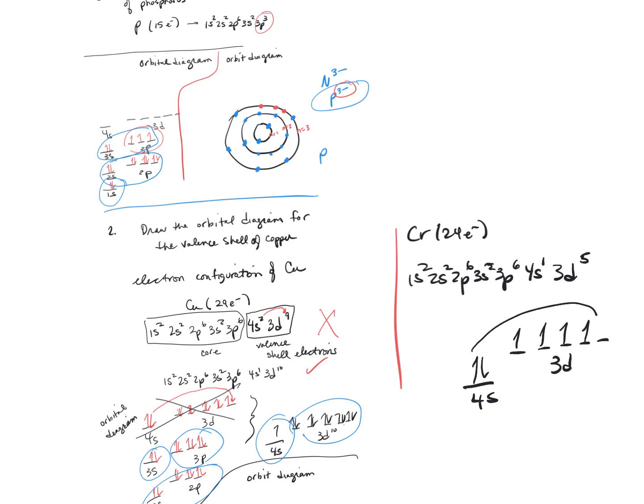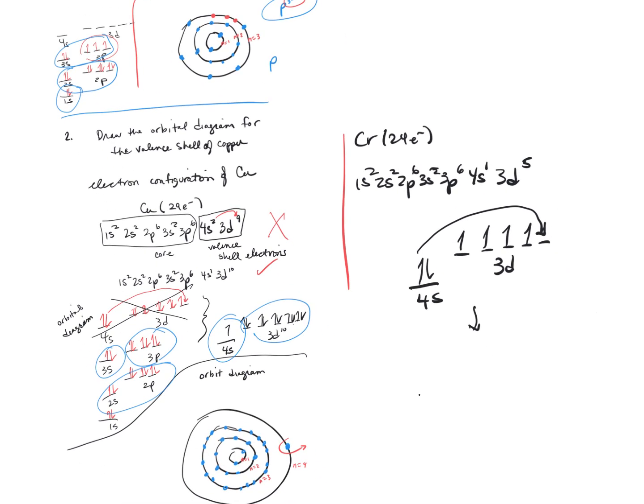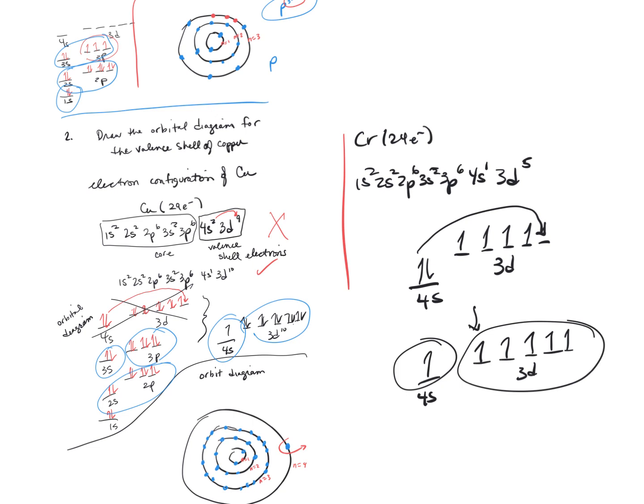And then this one hops over here so that the correct configuration for chromium is 4s, 3d, 1, 2, 3, 4, 5, 6, like that. This is the half-filled shell. There's stability associated with half-filled shells. And in this case over here, there's stability associated with the filled shell, as compared to the non-filled shell where the electron's on the other side.